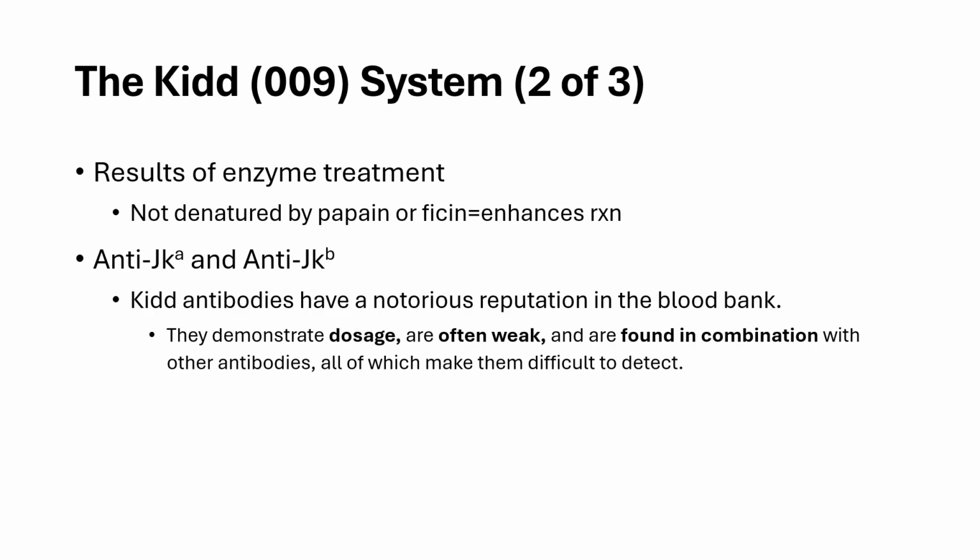The Kidd antigens are not denatured by papain or ficin. In fact, enzyme treatment enhances the reaction with anti-JKA and anti-JKB antibodies. Kidd antibodies have a notorious reputation in blood banking because they demonstrate dosage effect. It's a stronger reaction, once again, if they are homozygous for the antigen. They are often weak in reaction strength, and they frequently occur in combination with other antibodies, which makes detection challenging.